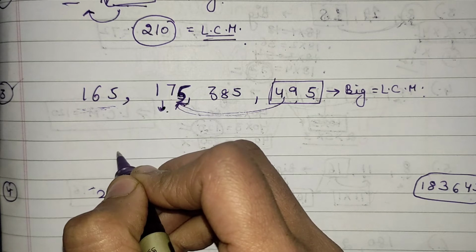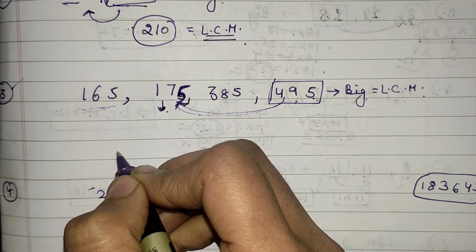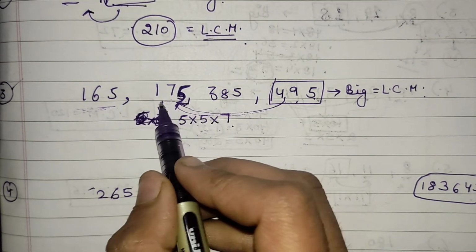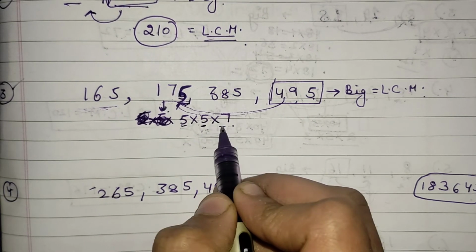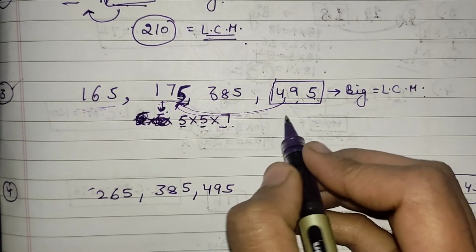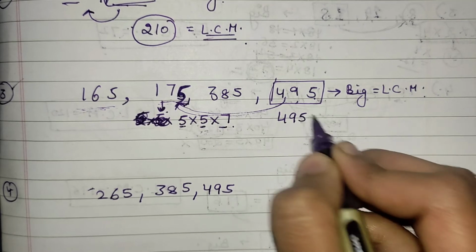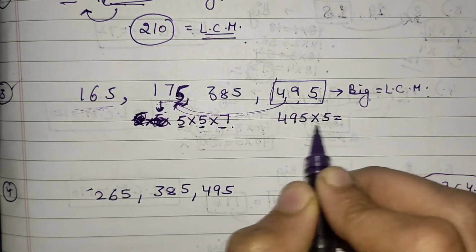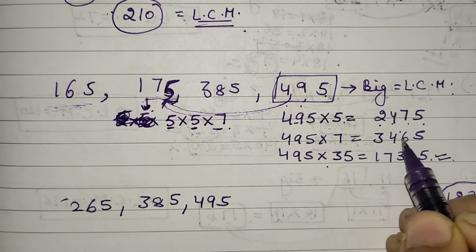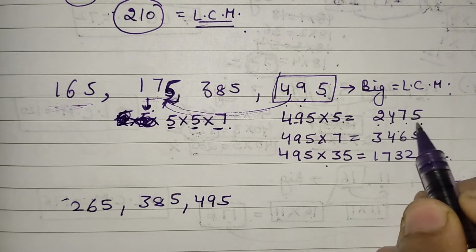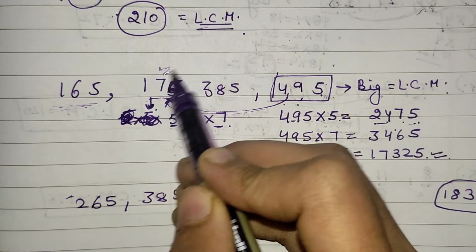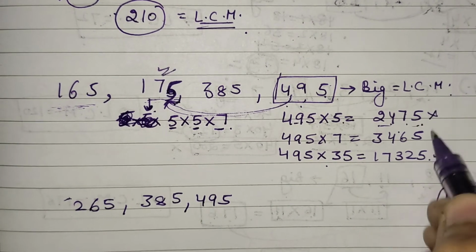So write down the factors of 175. The factors of 175 will be 5 into 5 into 7. So what I will do, I will take 495 and multiply it by 5. So I will get 2475. Now I will check whether 2475 is divisible by 175 or not. No, it is not divisible.